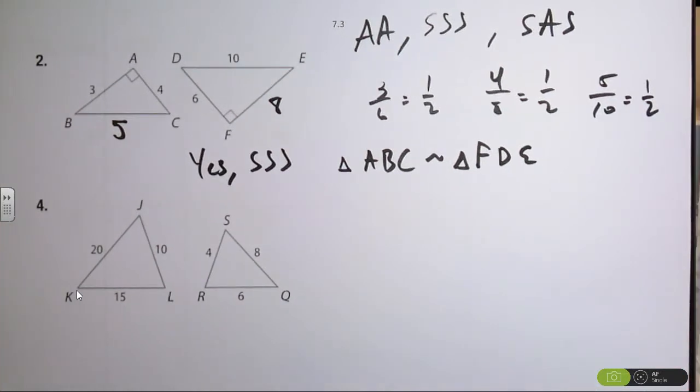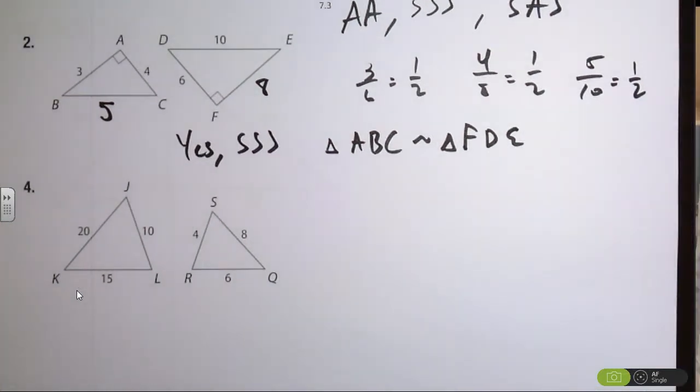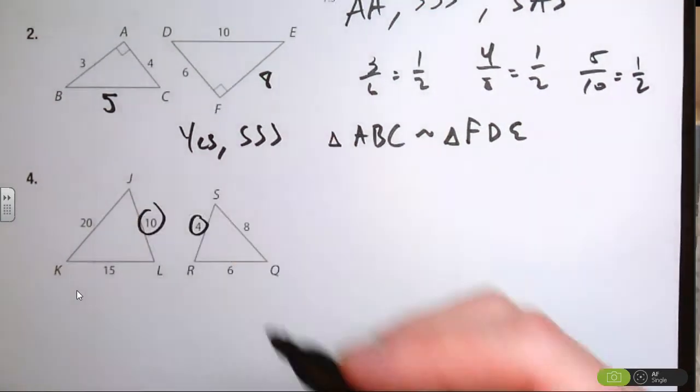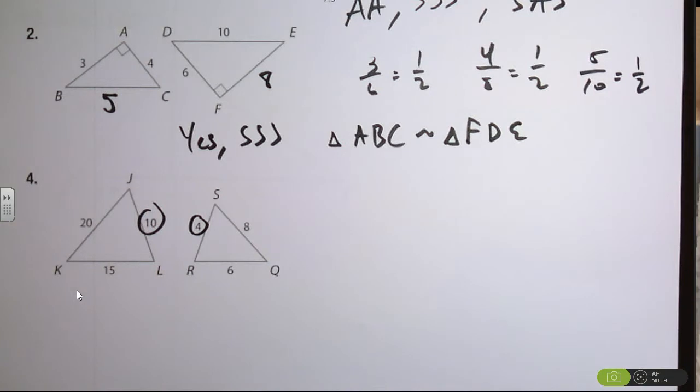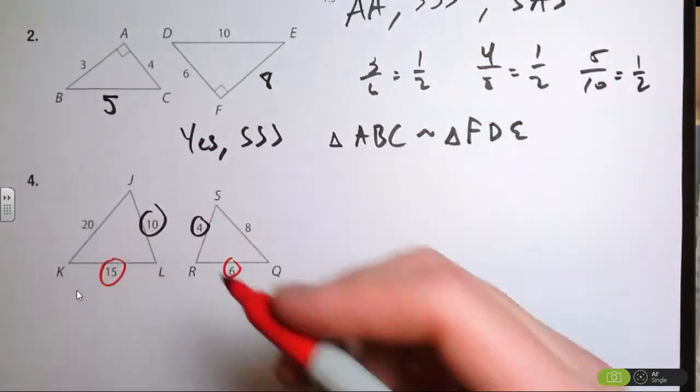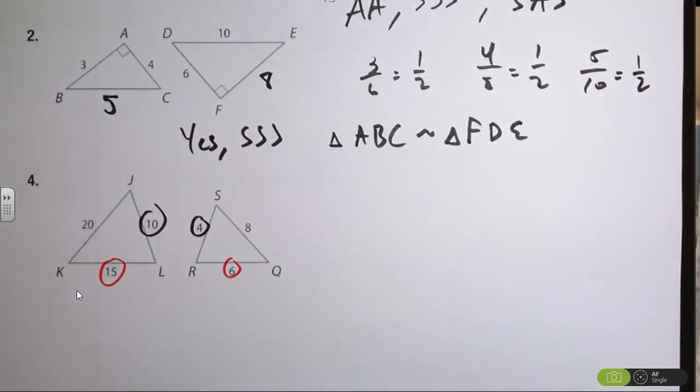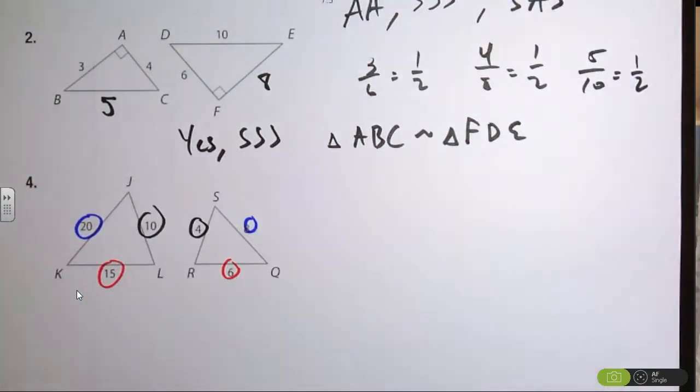Number 4, we just match them up. We can just straight up match up smallest to smallest. So the smallest side here is 4. It matches to the 10. Smallest side here is 6. It matches to the 15. Biggest side is 8. Matches to the 20.